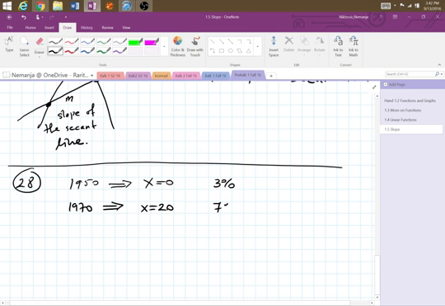I want you to figure it out. I am writing here. Everyone, look. It's going to be there for 2 seconds and then it's going to go away. So, ready? There you go. 1950, X is 0, 3%. 1970, X is 20, 7%. And then I have another 2 data points.